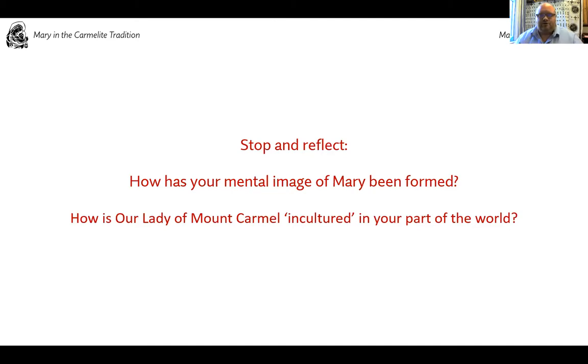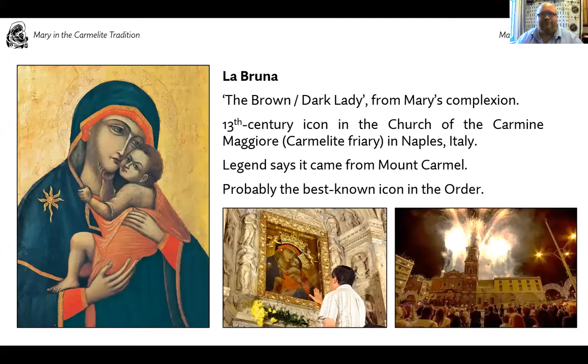So I've said I'd like to look at two icons. These are images that predate those images of Mary with the habit and the scapular. And they may well be images that you're familiar with, particularly this first one. It's known as La Bruna, which is Italian for the brown or dark one, the dark lady, because of Mary's complexion. You can see she's got fairly brown skin. And this is a 13th century icon that we find in the church, the basilica, known as the Carmine Maggiore. That's the Carmelite friary in Naples, in Italy. It's right down by the docks in the historic centre of Naples.